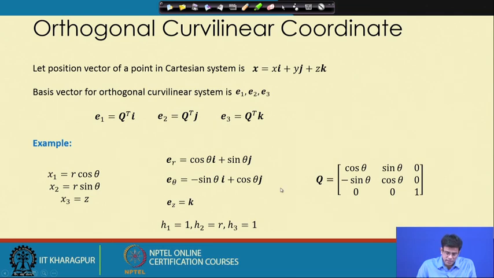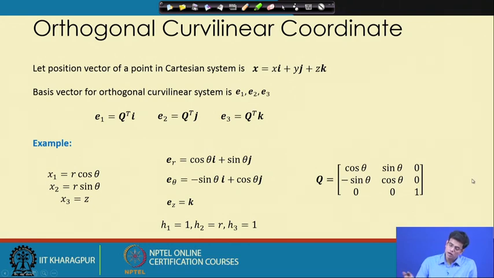Similarly, E theta we can compute, and E z we can compute as k only. It is notable that h1, h2 and h3 are like this: h1 equals 1, h2 equals r, and h3 equals 1. Now, if you use this formula, what will be the Q matrix for the orthogonal cylindrical system? This Q matrix turns out to be this.